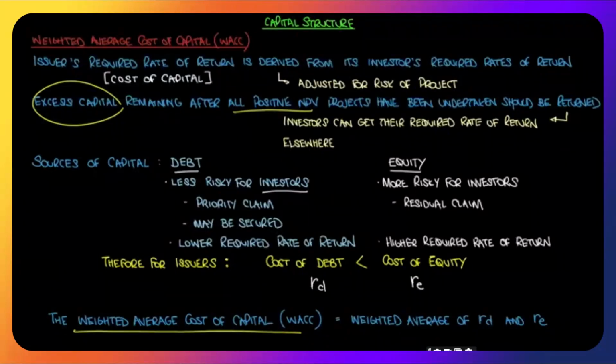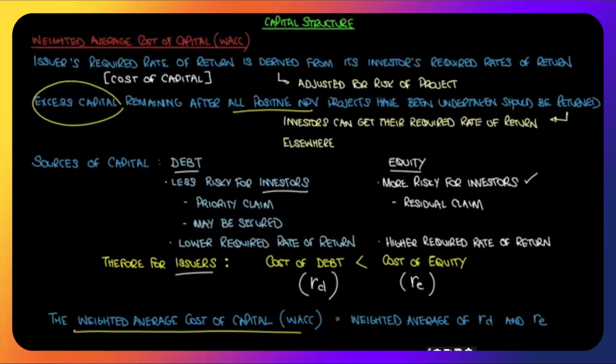Equity, on the other hand, is more risky. It is a residual claim. Debt holders will be paid back first. Equity holders will get paid what's left after meeting liabilities. In most cases, that's not much at all. Because it is more risky for investors, they will demand a higher return. The cost of equity, therefore, is greater than the cost of debt for issuers. RE is typically how we'll denote the cost of equity, and RD, the cost of debt.